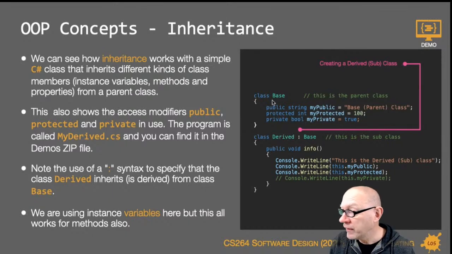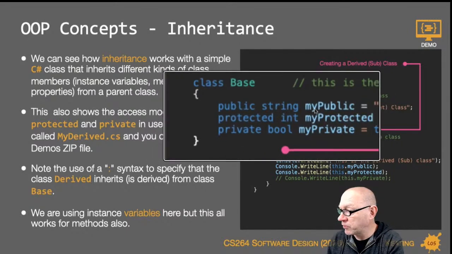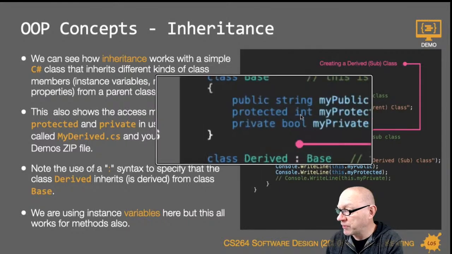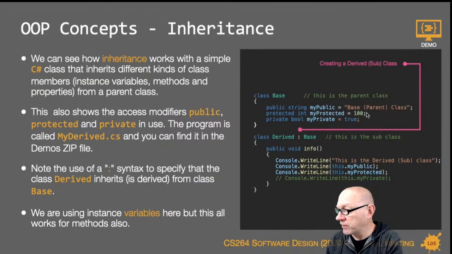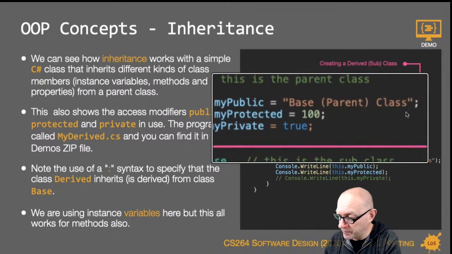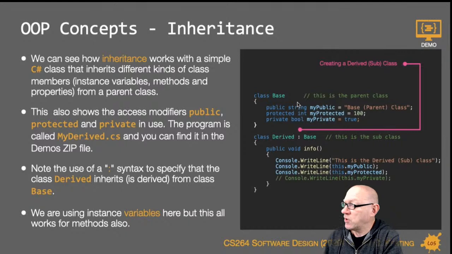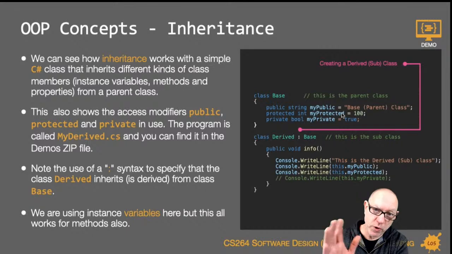Okay, let's look at class base. It's the parent class, the base class. It has a publicly accessible string called myPublic. It has a protected int called myProtected, and a private boolean called myPrivate. We set the variable values for these. We could have created a constructor, and the constructor would be just base, with no parameters or with parameters, but I'm just trying to keep it simple and not worry too much about methods and so forth.